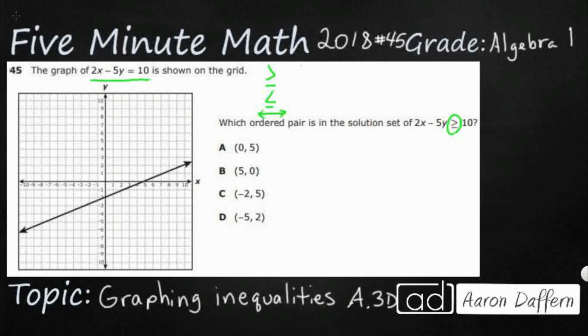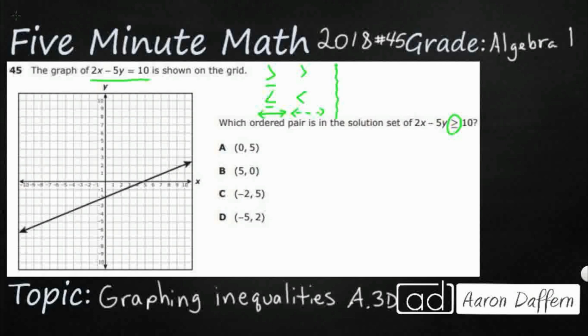If it was greater than or less than, no equal to, then it would be a dashed or a dotted line, just because you couldn't include any numbers on that line in the solution set. It would get up to that point but not above. Then that's just what type of line it is.